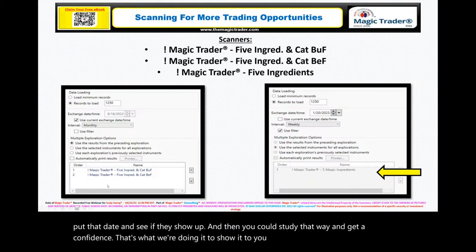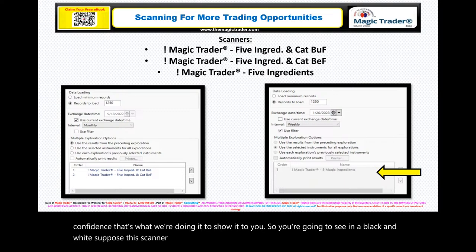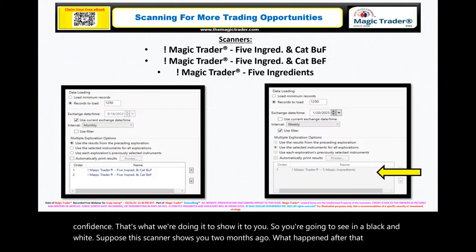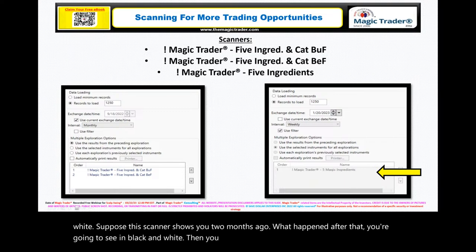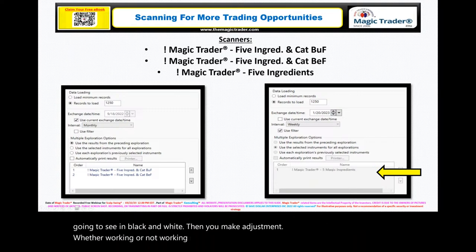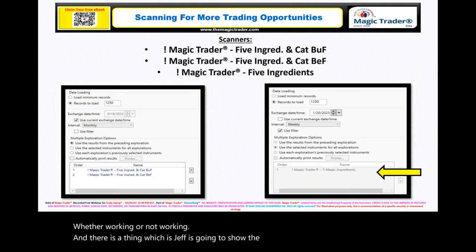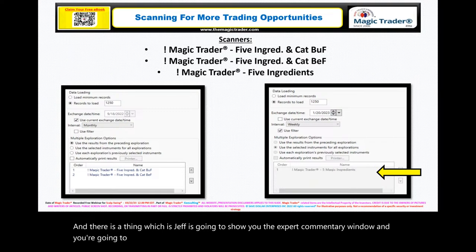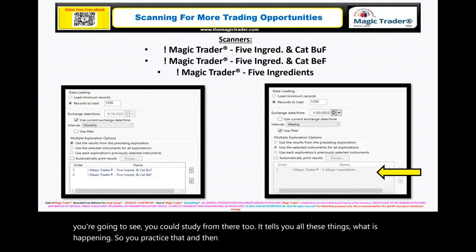You're going to see it in black and white. Suppose the scanner shows you 2 months ago. What happened after that? You're going to see it in black and white. Then you make a judgment whether it's working or not working. And Jeff is going to show you the expert commentary window, and you could study from there too. It tells you all these things, what is happening. So you practice that and then you become your own teacher. You don't need to find another teacher.